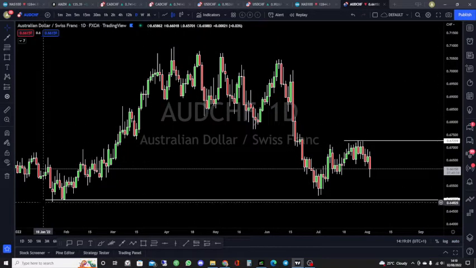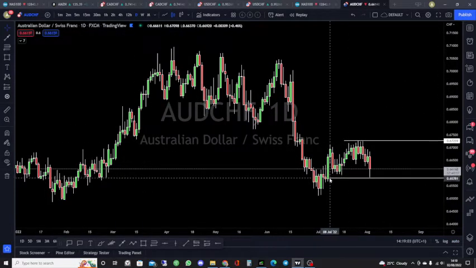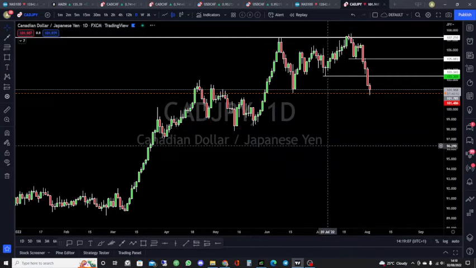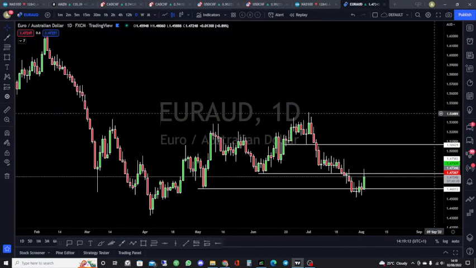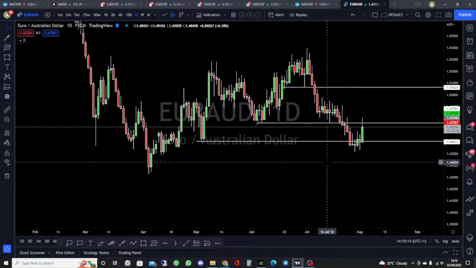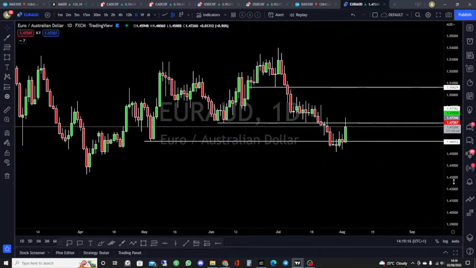But like this one, there isn't much to look for in here. And the Euro Aussie as well. This one, Euro Aussie, was another one I jumped the gun on. I actually took a trade somewhere down here, and I jumped the gun on this one.